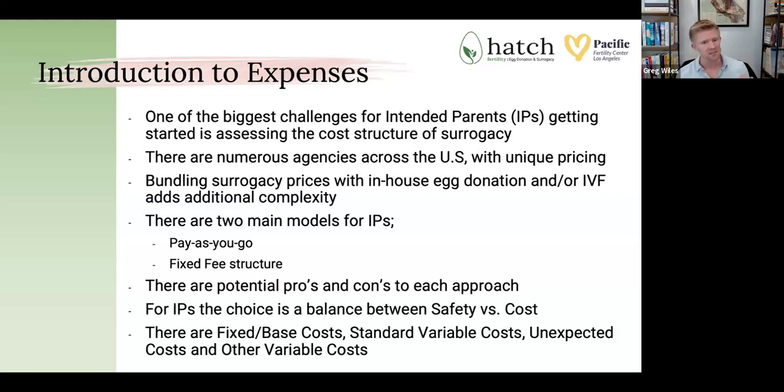Again, there are pros and cons. There are benefits to both, and we'll walk through those. And it really comes down generally to the protection versus the cost, because in fixed fee structures, you're basically buying an insurance policy. So we're going to walk through today the types of costs that arise. We'll take them one by one, generally in a surrogacy journey. And then after that, we'll talk about how the two types of structures generally deal with those types of costs.